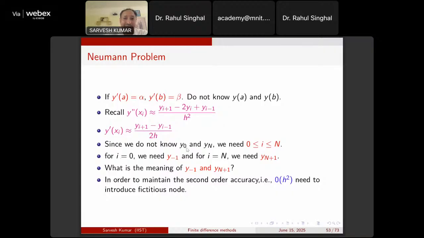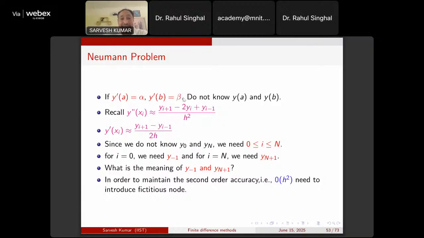So if you start with i equal to 0, which I have to, then look at here. I need y minus 1. So y minus 1 is not meaningful for us now, right? Similarly, if I go up to n, then I have here yn plus 1. So that's the problem. What is the meaning of these two?